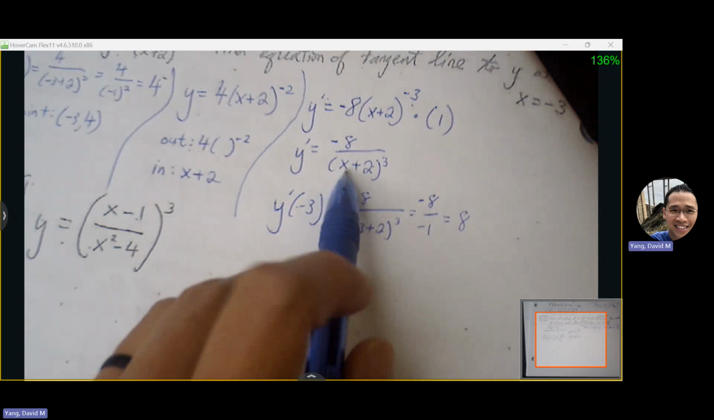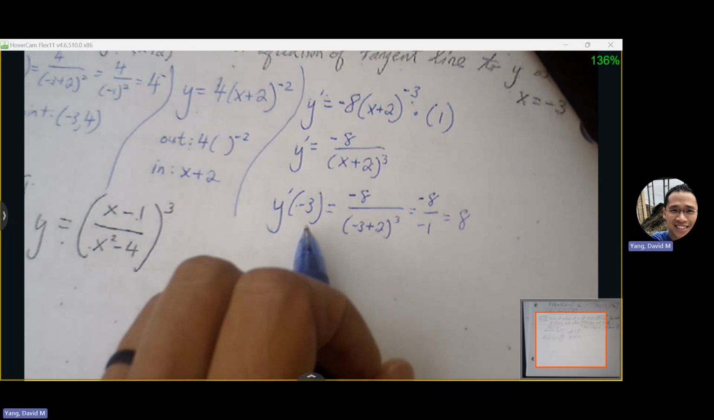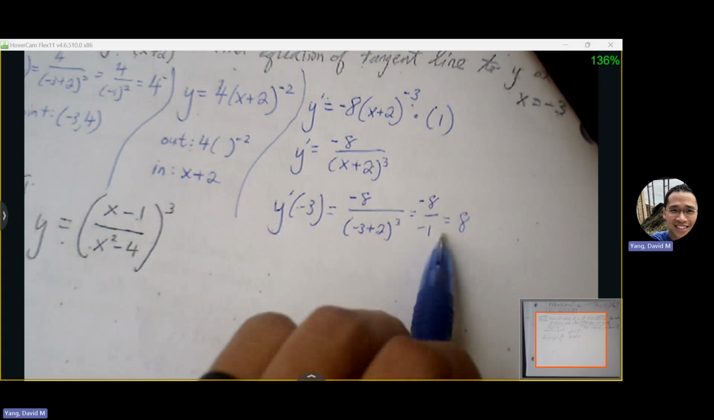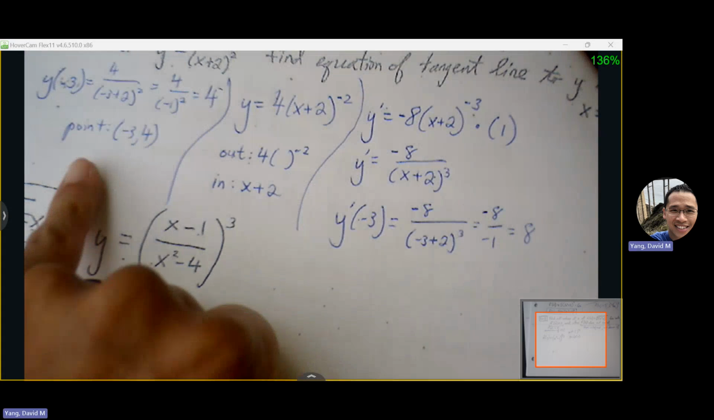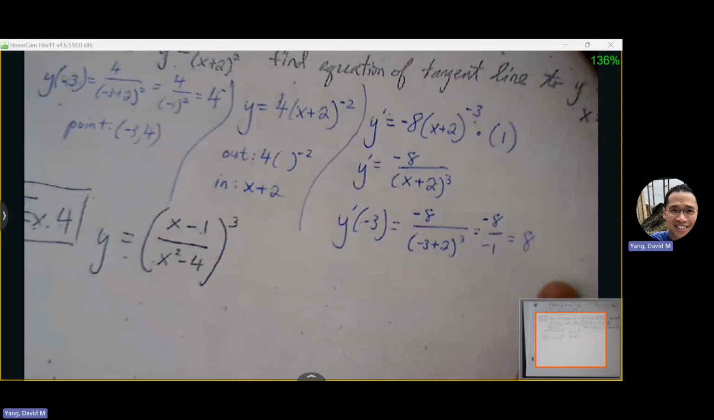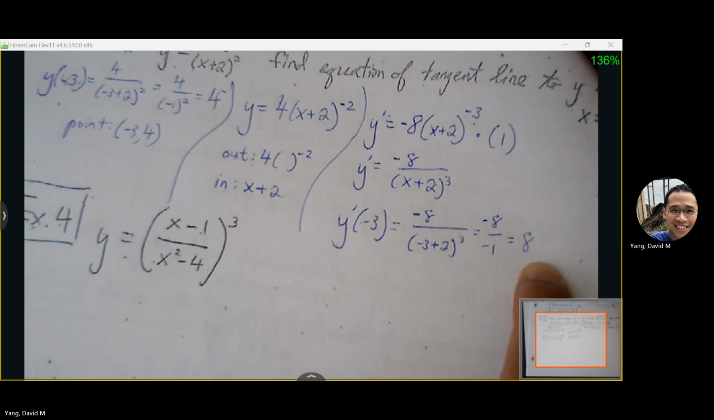So there's my slope formula, my derivative function. I'm going to now find the slope using my slope formula, plug -3 into my derivative. I'm going to make my way down to 8. So now I have everything that I need. I have my ordered pair, I have my slope, and now point slope form.